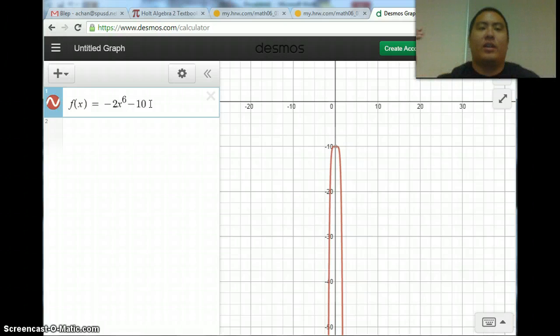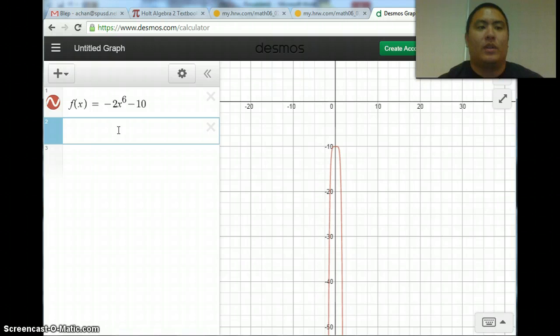And that's why you can tell that, because it's an even degree, it's going to open like this, or it's going to open like this. Is it going to go up or down? Well, that depends if it's a negative attached to that highest degree.